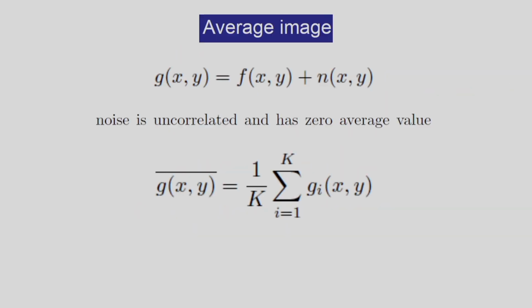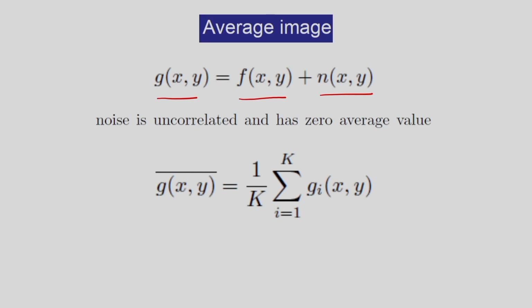Now in this case I am considering how to remove noise based on averaging. So I am considering one image, that is f(x,y), the noiseless image, and I am considering the noise is n(x,y), and suppose g(x,y) is equal to f(x,y) plus n(x,y). And one consideration is that the noise is uncorrelated and has zero average value.